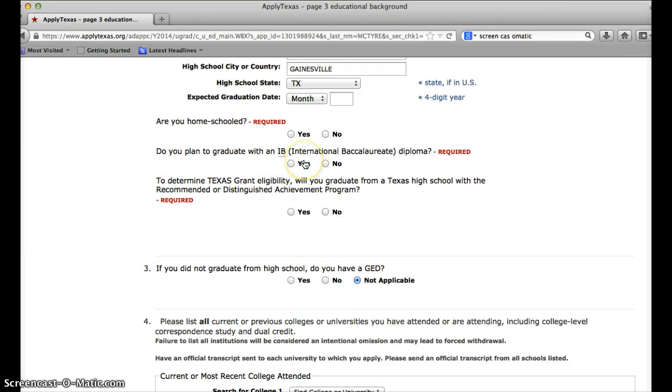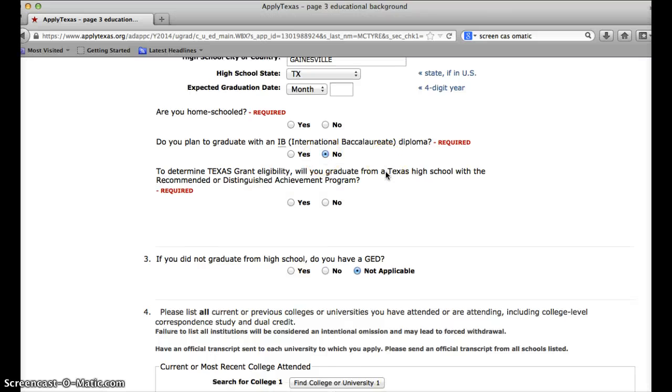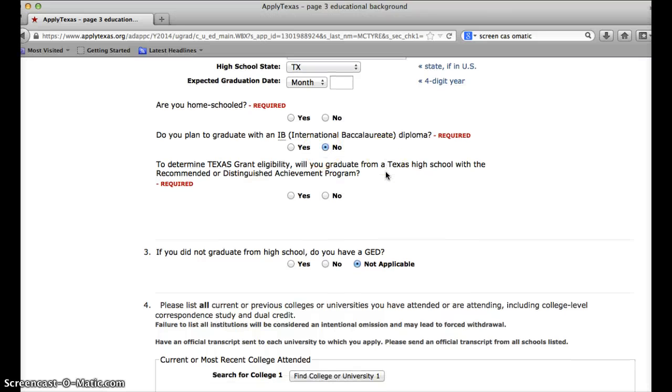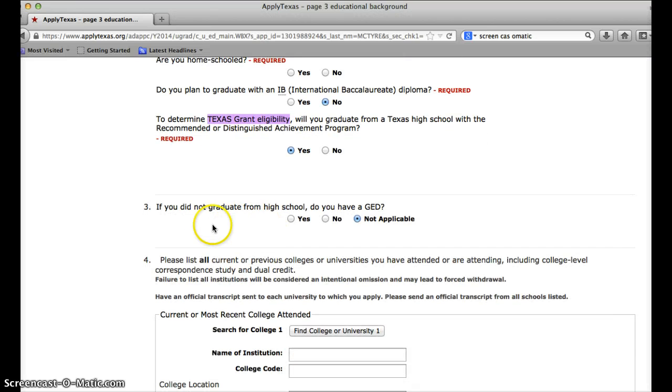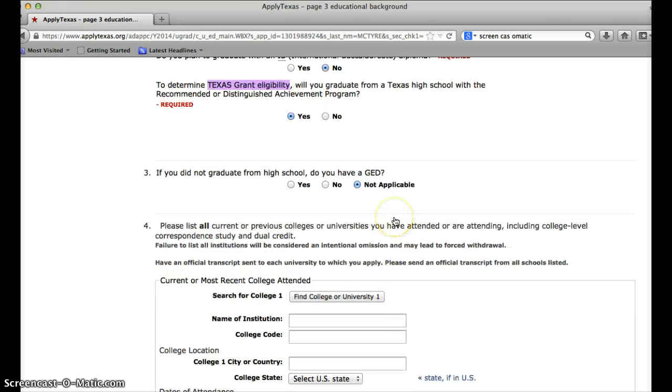And do you plan to graduate with an IB program? This will only pertain to students in talent search that are attending Denton High School. If you are not sure, please speak with your talent search advisor or your high school counselor. And to determine Texas grant eligibility, remember that's a form of financial aid that you can receive once you graduate, make sure you answer this question accurately and honestly. If you do not graduate from high school, do you have a GED? This will be not applicable for all of you.